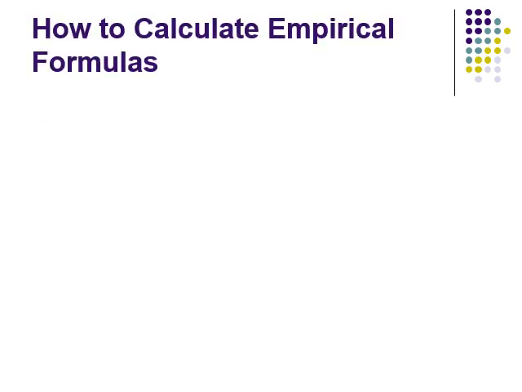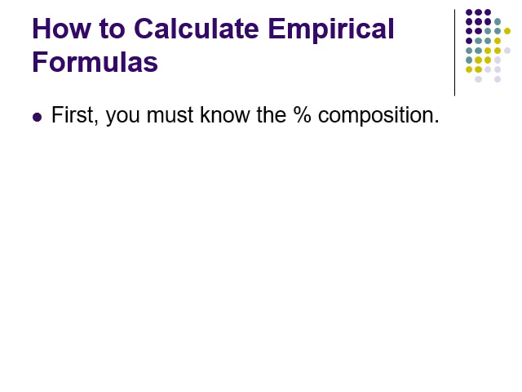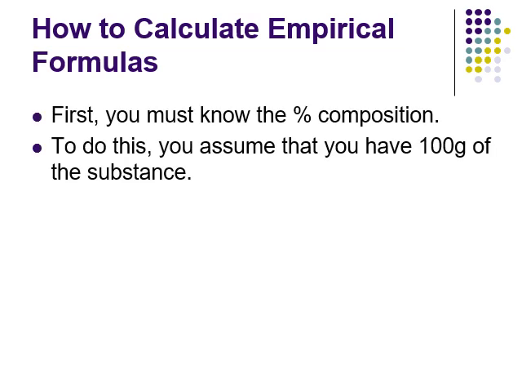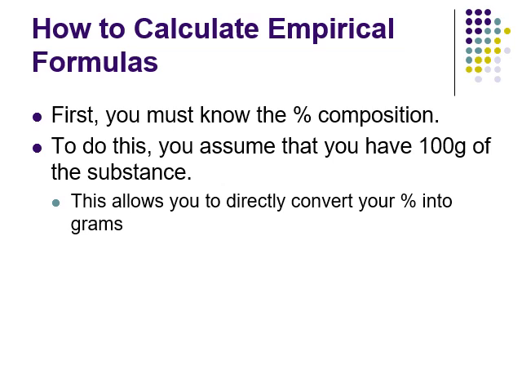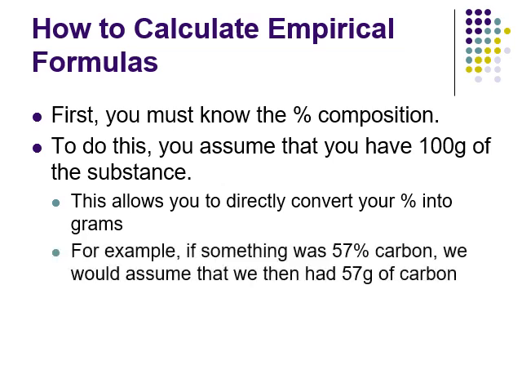Now, how do we calculate these empirical formulas now that we know what they are? So first we must know the percent composition. Then we're going to do a trick. Regardless of how much we actually have, we're going to pretend that we have 100 grams of the substance, because if we have 100 grams of the substance, whatever your percentage is, that's how many grams we can say that we have. So if something is 15% nitrogen, we can say we have 15 grams of nitrogen. If something was 57% carbon, we could pretend that we have 57 grams of carbon. Just makes the math a lot easier.